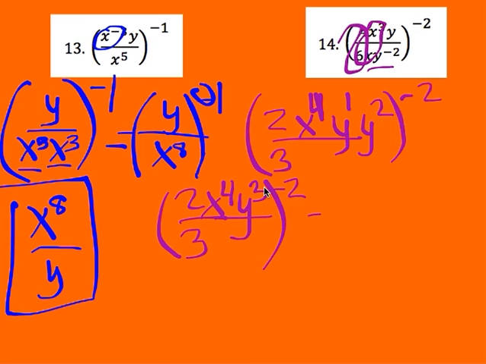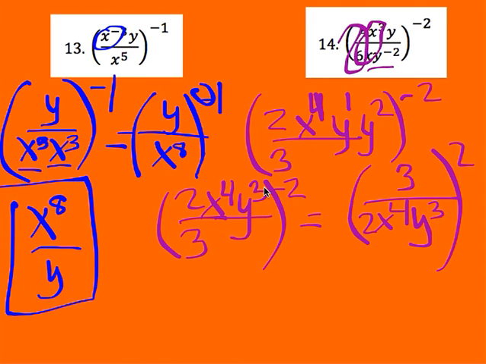So now I need to flip where everything's located. So 3 is going to come up top, and then I'm going to get 2x to the fourth, and then y to the third, and that's going to be raised to the second power. Because I flipped it, now I've gotten rid of that negative. So each coefficient also has an exponent of 1. So 3 to the 1 times 2 is 2. 2 to the 1 times 2 is 2. X to the 4 times 2 is 8. And y to the 3 times 2 is 6.